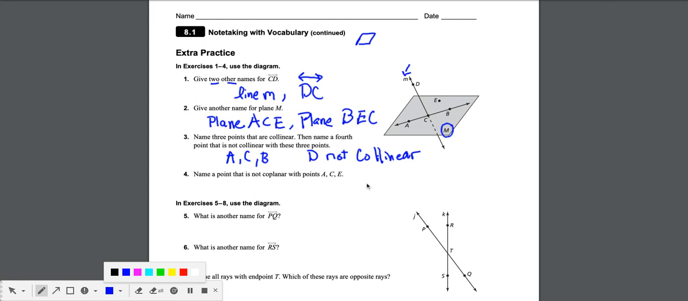And linear, the word linear just means line. So collinear is another way that we just say on the same line. They share the same line. They coexist on the same line.